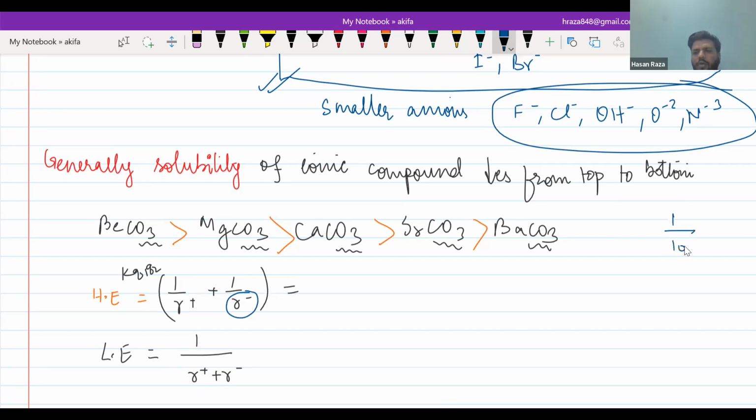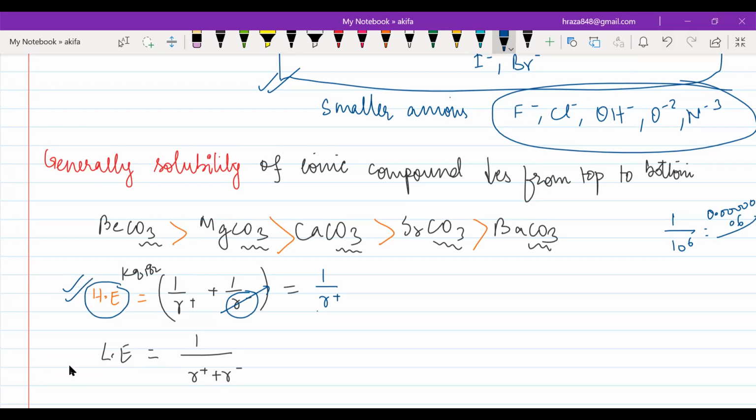If I'm talking about 1 upon 10 raised to the power minus 6, that means 0.0000000 and 6, right? So basically we will neglect it because it is very, very low. So what happens here? 1 upon r positive. That means hydration enthalpy is inversely proportional to the radius of cation. If cation is smaller, hydration enthalpy will be larger. Are you getting my point?